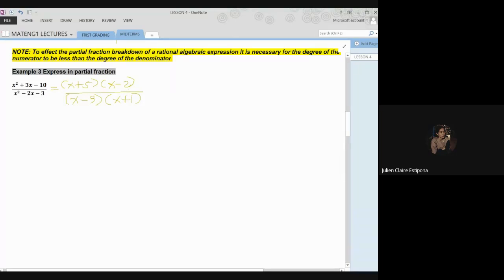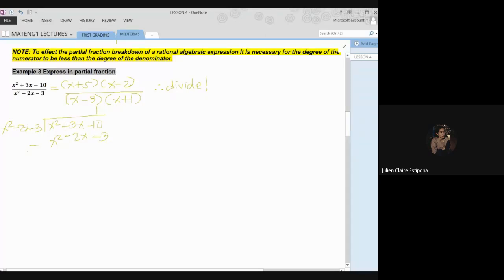So what we have to do is to divide. Therefore, we have to divide, okay? Just divide. Okay, dividing this, that is x squared plus 3x minus 10 divided by this one, that is x squared minus 2x minus 3. So dividing this by this one, that is just 1, no? Then x squared minus 2x minus 3.